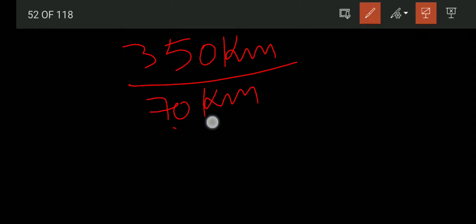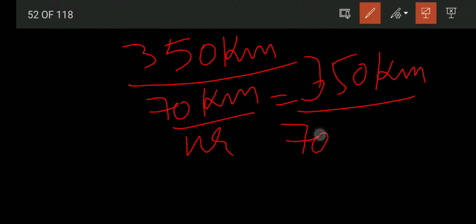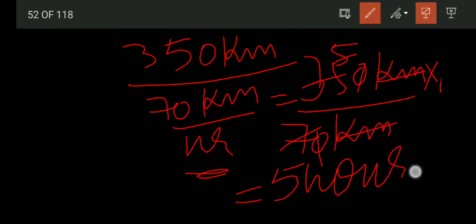350 kilometers by speed, which is 70 km per hour, equals 350 km by 70 km, and this hour goes on top, and kilometer gets cancelled. 7 5s are 35, so that is 5 hours. This is how we get time.